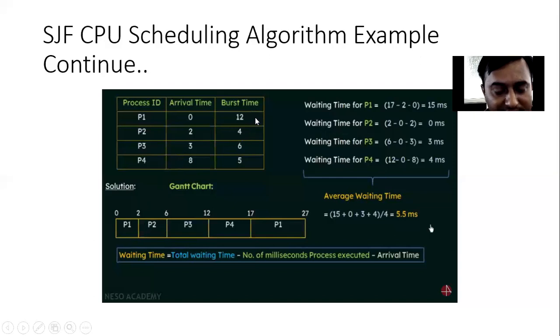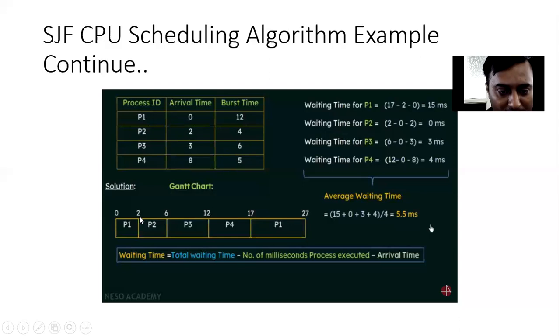The burst time of the P1 process, which is 10, will be compared with the burst time of the P2 process, which is nothing but 4. So obviously the P2 burst time is less than the burst time of P1. So now we need to do a context switch. So P2 will take over the CPU and it will start its execution, because it is the shortest one as compared to P1.